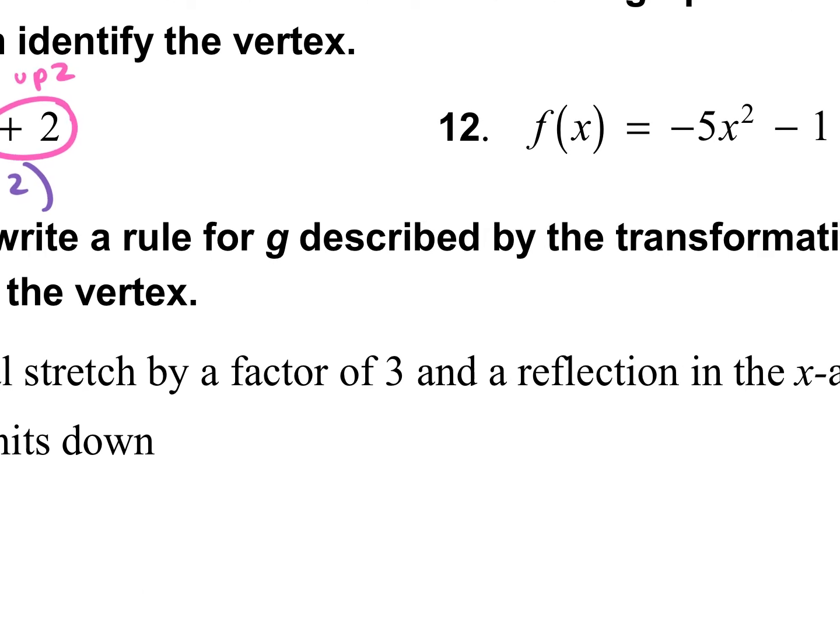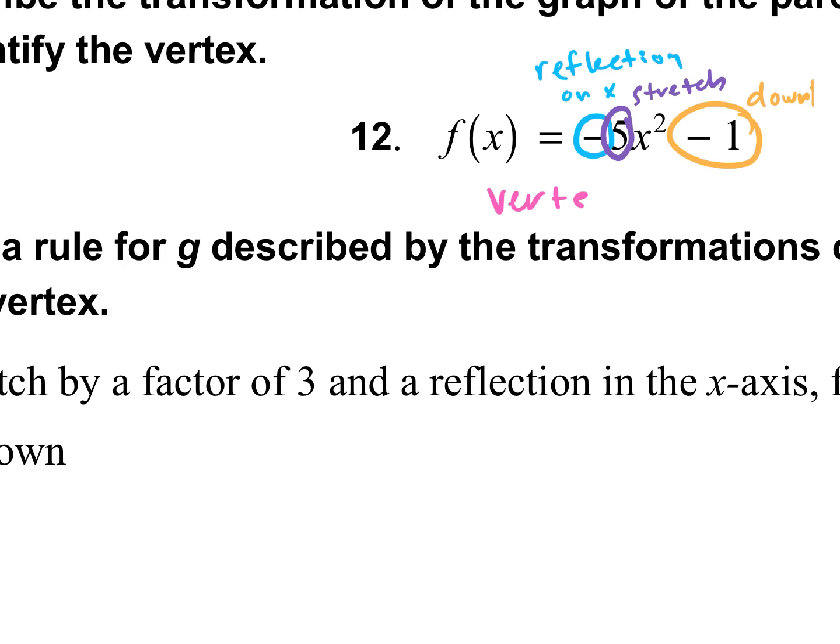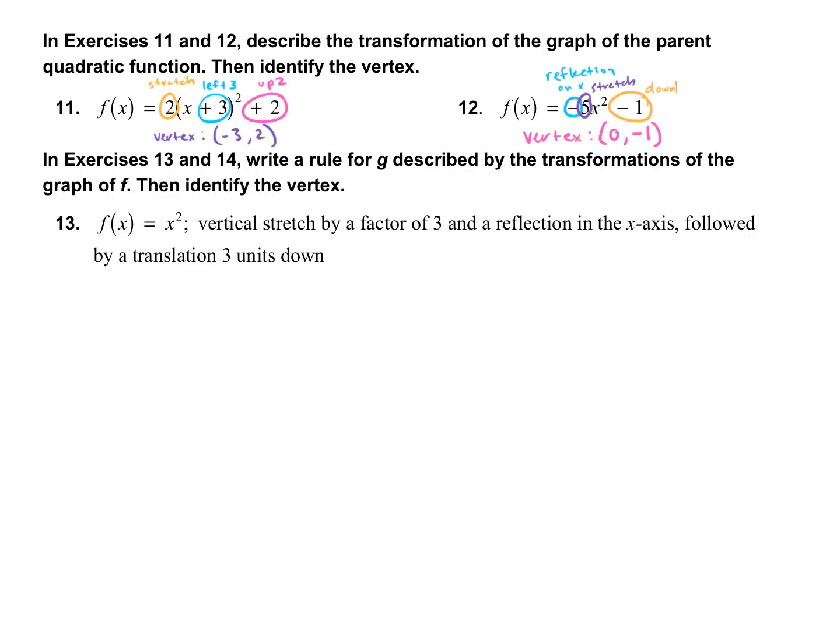All right, for number 12, what does the negative do to my graph? A reflection on x. What about multiplying by 5? Stretch. And subtracting 1. Down 1. What would my vertex be here? Awesome. I'm not adding anything on the inside, so the first number would be 0, and I'm subtracting 1 on the outside. So 0, -1 would be my vertex. All right, let's look at 13.